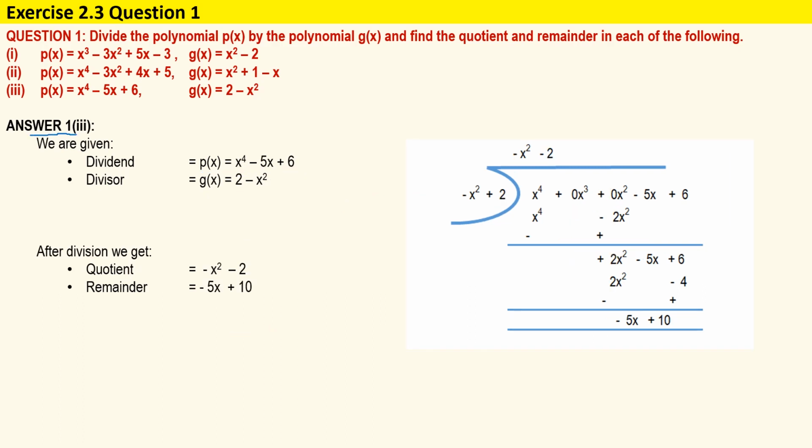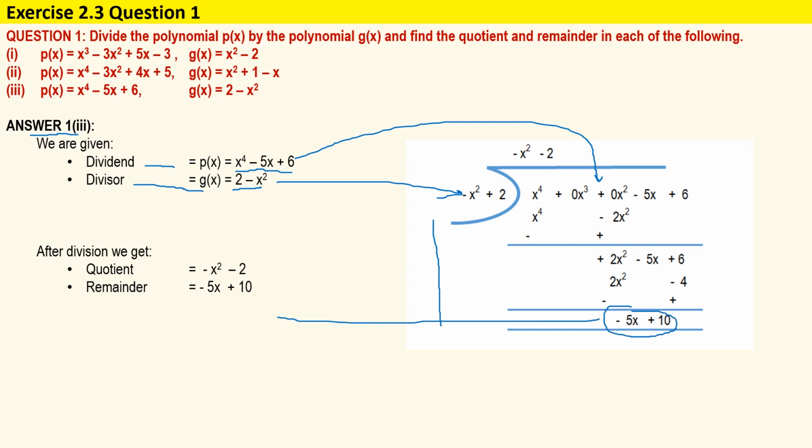Answer to question 1 part 3. The dividend in our case is p(x), x raised to power 4 minus 5x plus 6. Divisor is g(x) equal to 2 minus x squared, and here the dividend is shown inside the division symbol. When we carry out the entire division, we are left with minus 5x plus 10, which is our remainder here, and the quotient is minus x squared minus 2, which is written over here. Therefore our complete answer is quotient equal to minus x squared minus 2, and the remainder is minus 5x plus 10.